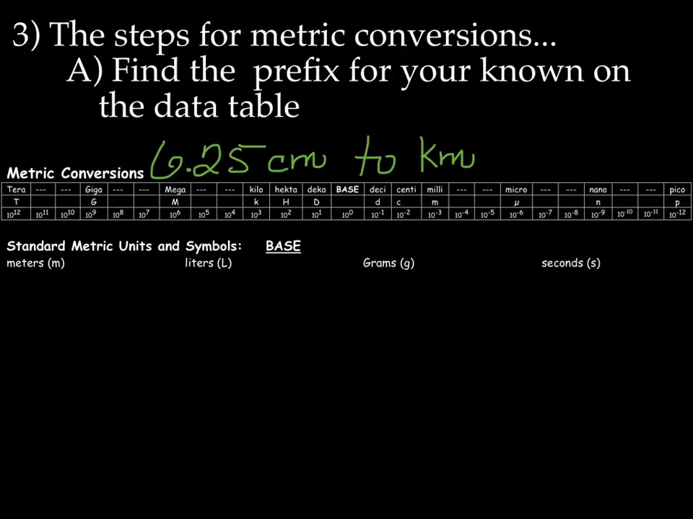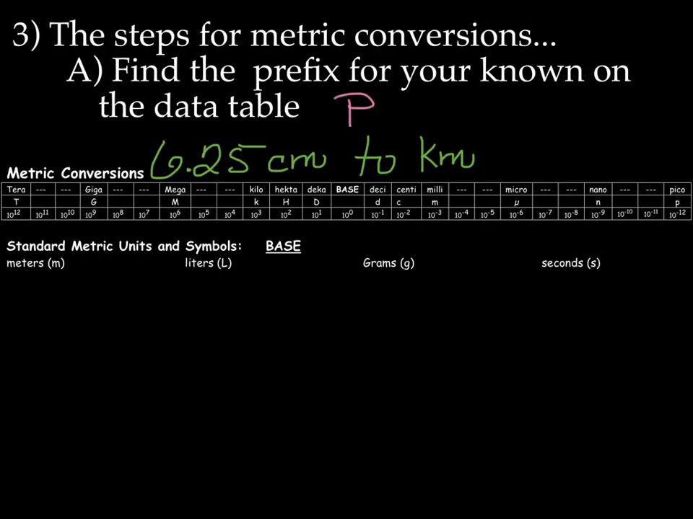All right, we are ready to learn how to do metric conversions. So the next part of the lecture is the steps for metric conversions. The stuff written in green down below, 6.25 cm to km, that's going to be our practice problem. All right, so the first step is to find the prefix for your known on the data table. Before we do that, let's identify in our problem where the prefix and the bases are.